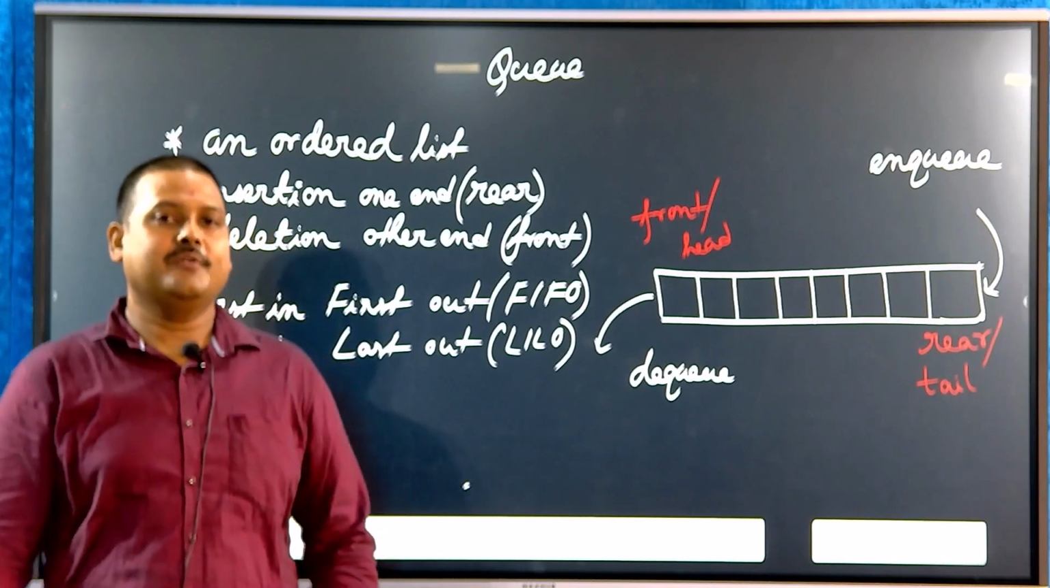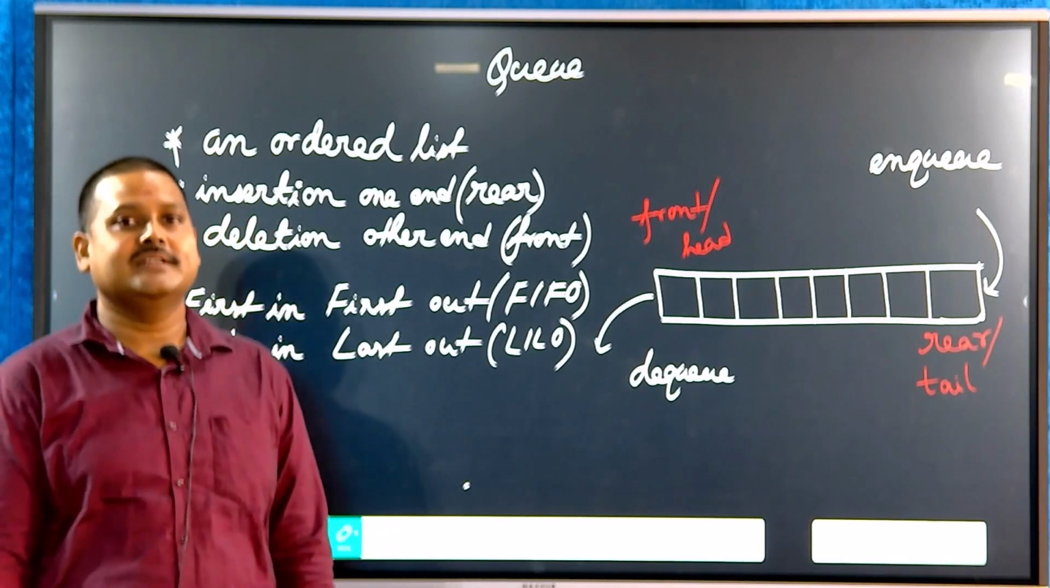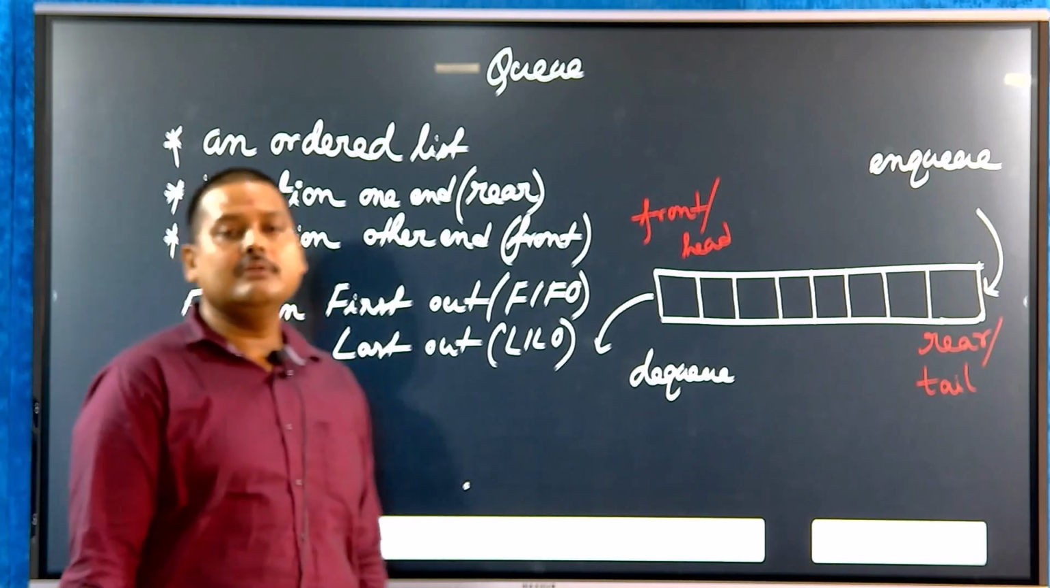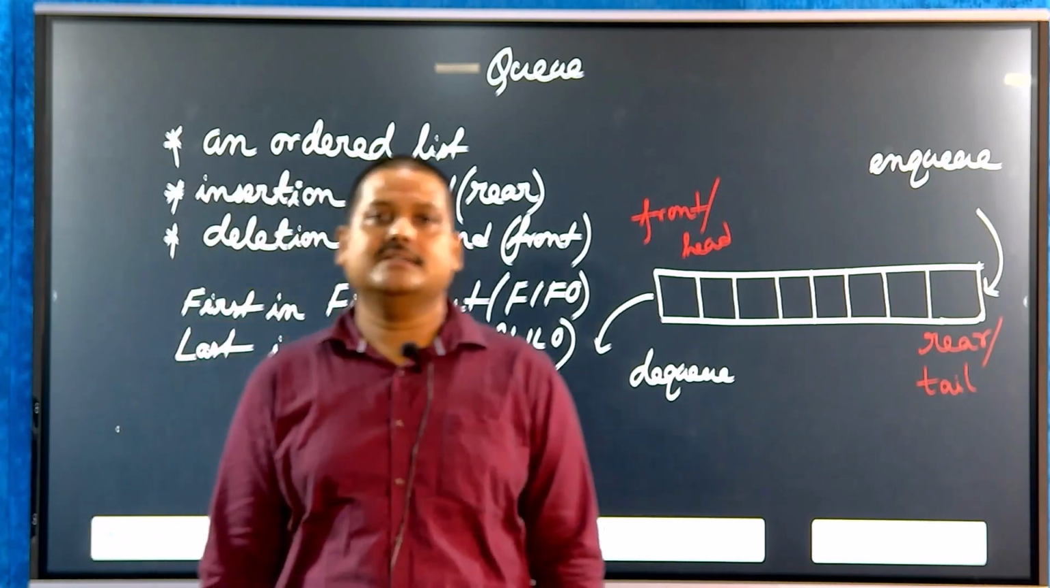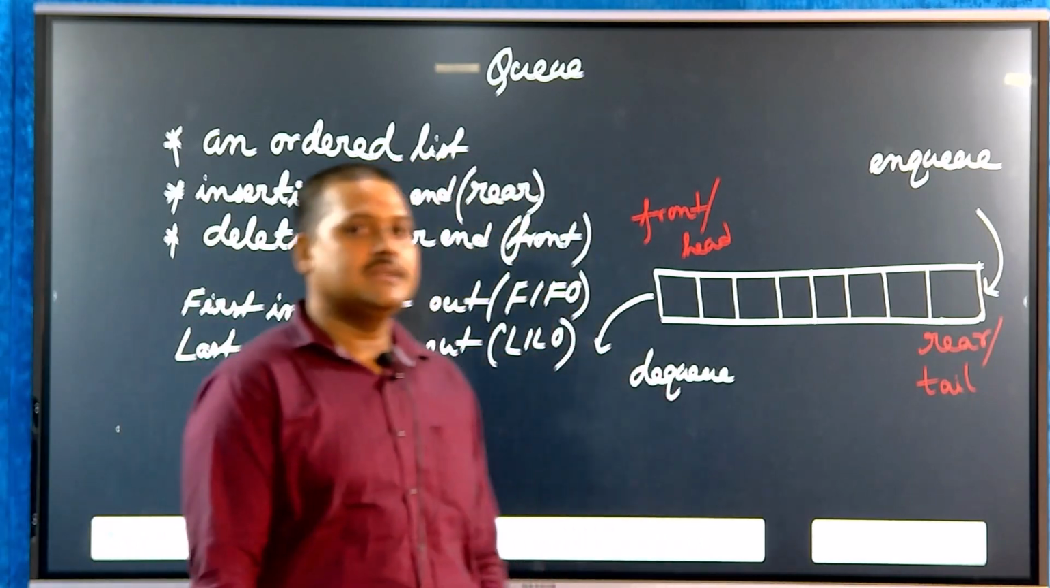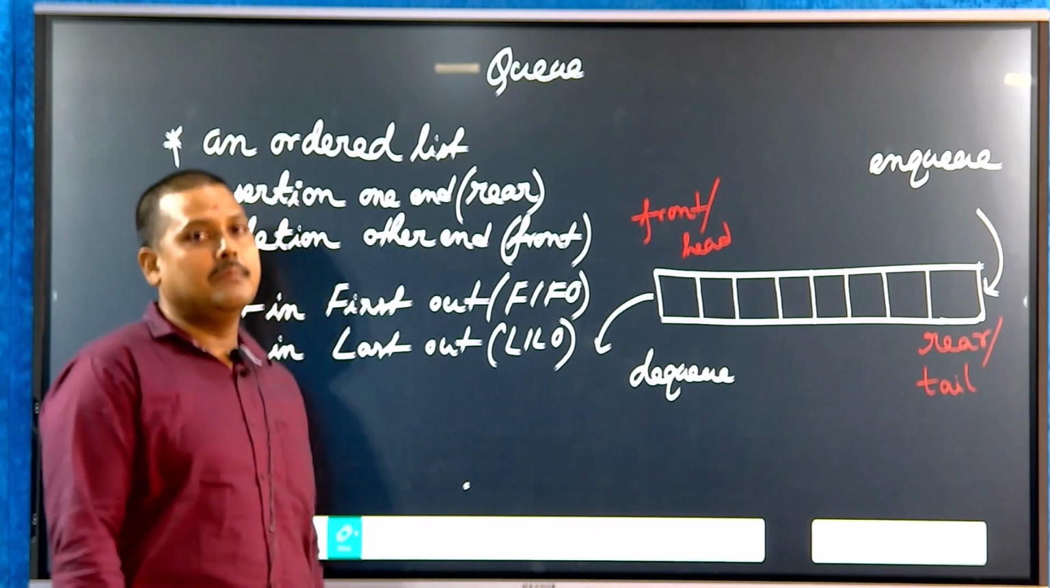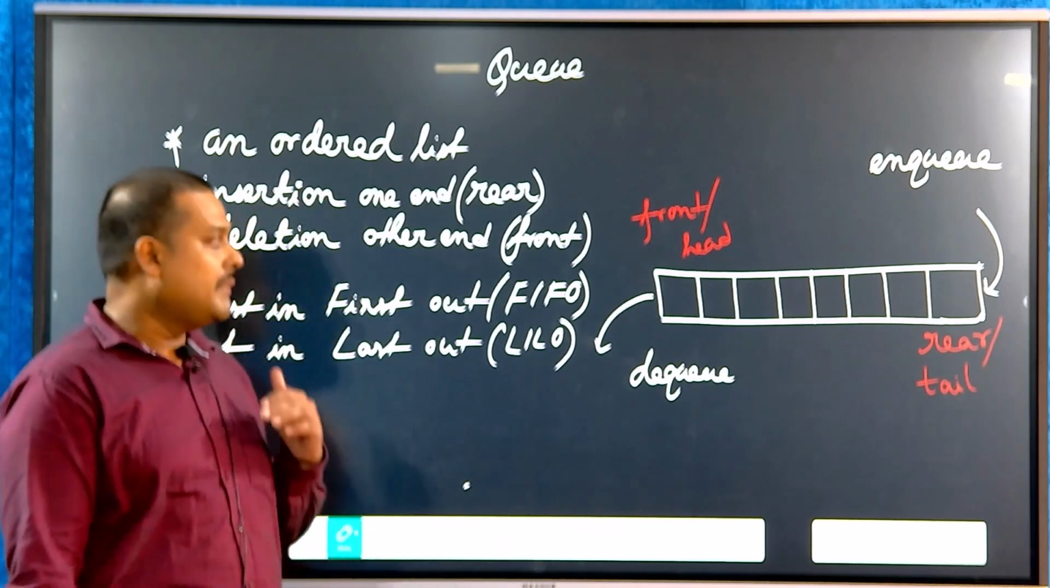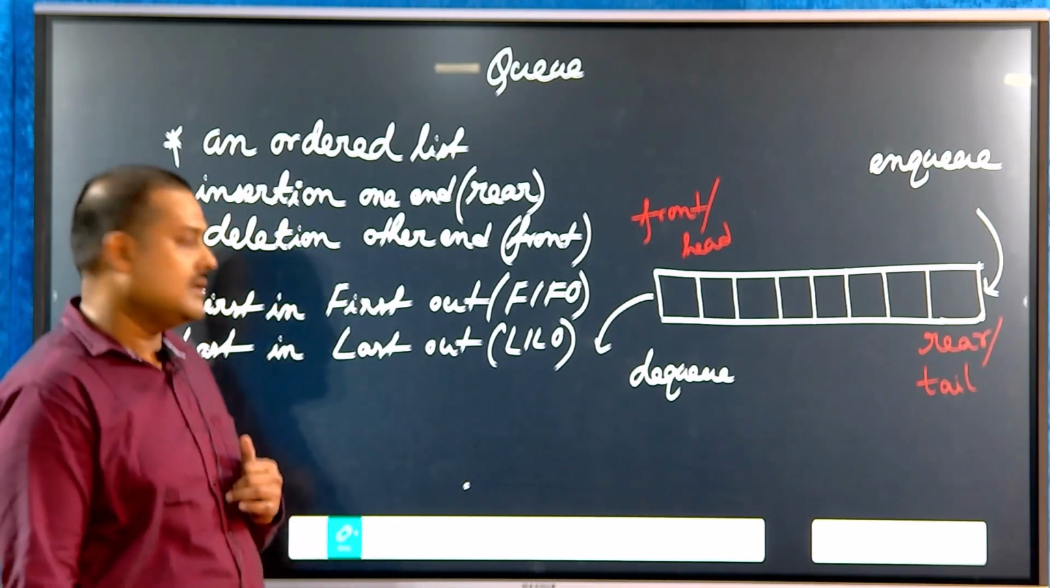Hello, today we are going to discuss the next data structure, that is queue. Queue is again a linear data structure, and in this data structure we generally perform many operations, and there are many applications in our computer science.